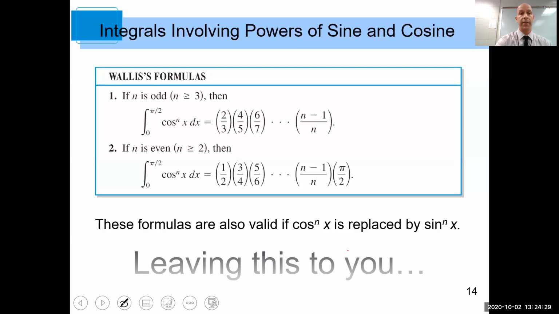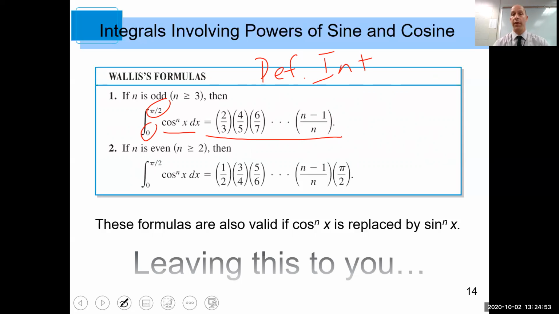But basically what this is telling you is, if you have to integrate, and these are definite integrals, if you need to integrate from 0 to pi over 2 of cosine to the nth power of x, you will simply use this rule right here. And that is just the answer. You're actually not doing any integration.